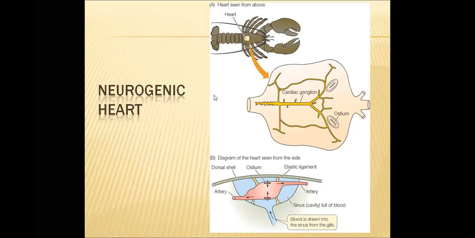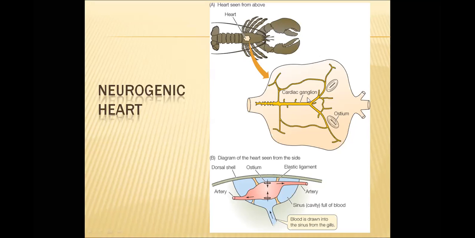So in neurogenic hearts, what is happening? The nervous system is controlling the heartbeat rate. Here we can see a crustacean. It is called squilla. It is one type of crab-like organism. In these organisms, this pink organ is the heart, and we are seeing this heart from the above view, or dorsal view. This heart is supplied with a special type of nerve ganglion.